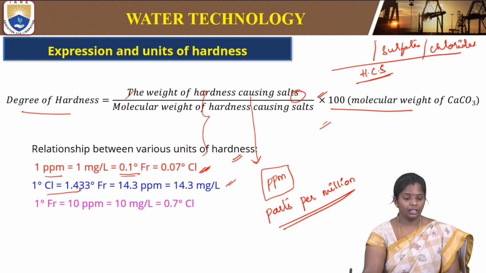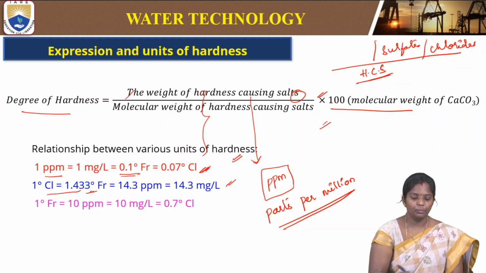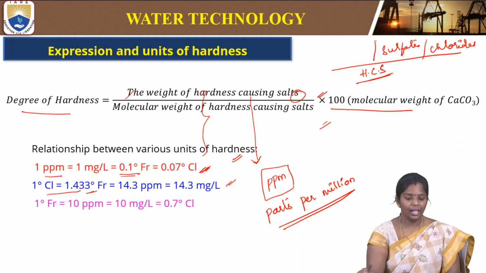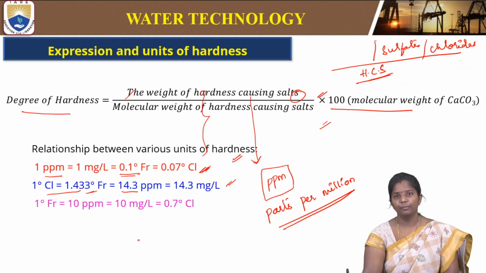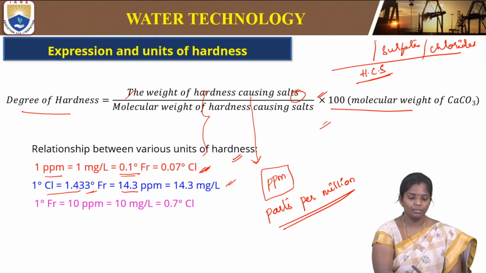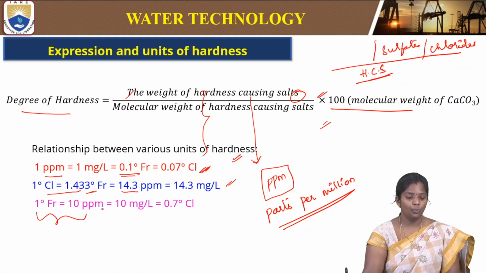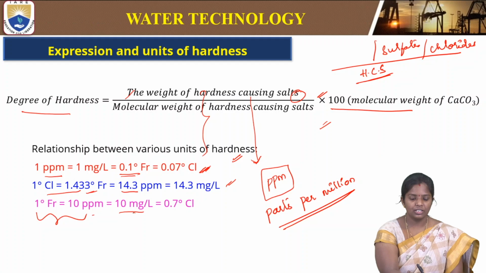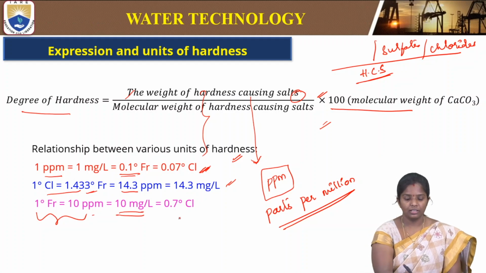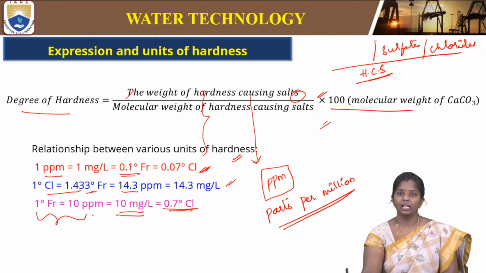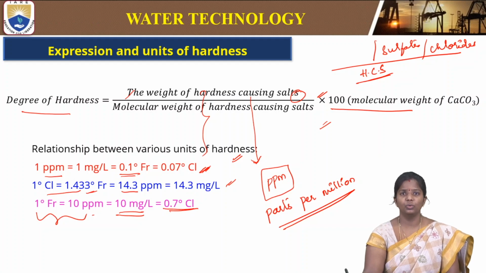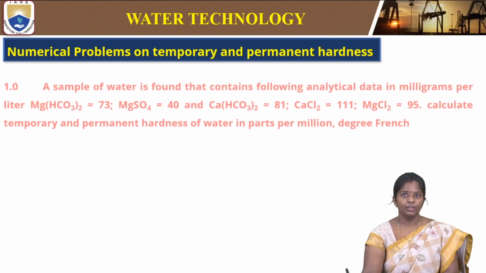Then 1 degree Clarke is equal to 1.433 degree French and 14.3 ppm, which is also equivalent to 14.3 milligram per liter. Similarly, by cross multiplication, we can understand that 1 degree French is equal to 10 ppm, which is also milligram per liter, and is equal to 0.7 degree Clarke. These are the different units that are used for expressing hardness. Now we'll jump into the problems.